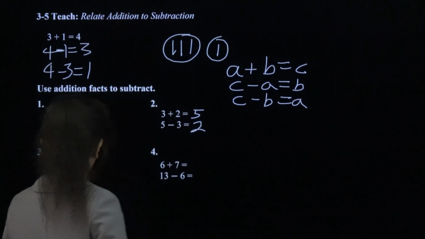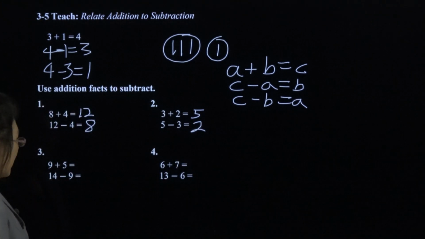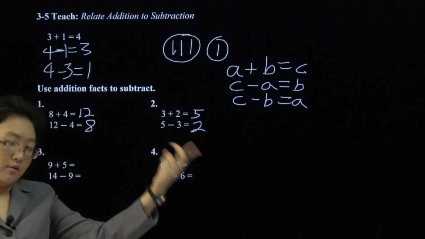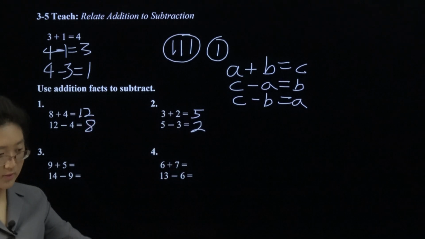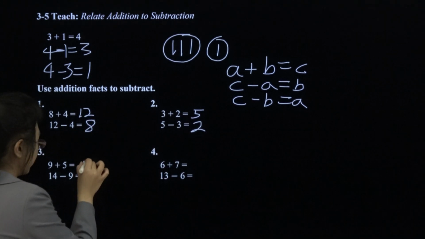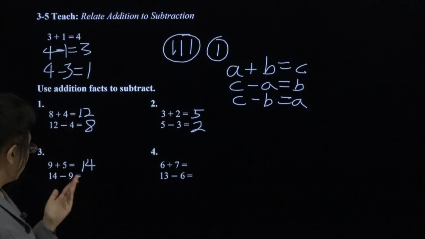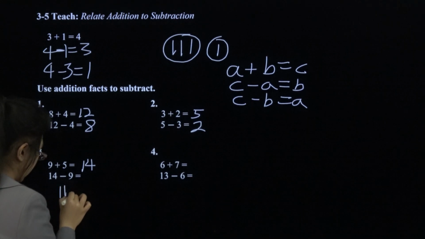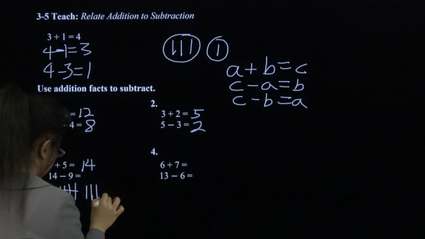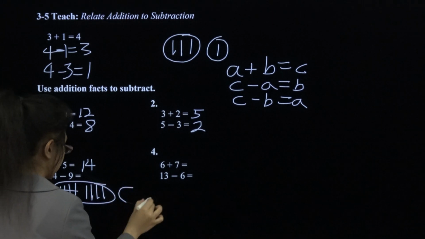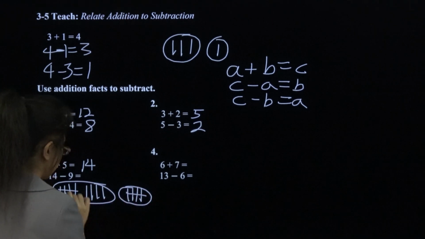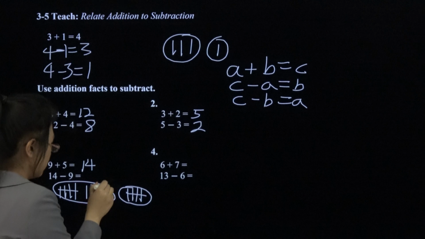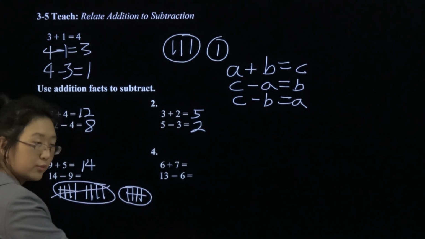Nine plus 5. You have 9, and then 10, 11, 12, 13, 14. You get 14. So what's 14 take away 9? Well, it's like this. This is 9, this is 5. Together, they're 14. But if you take away 9, then, well, you're left with 5.